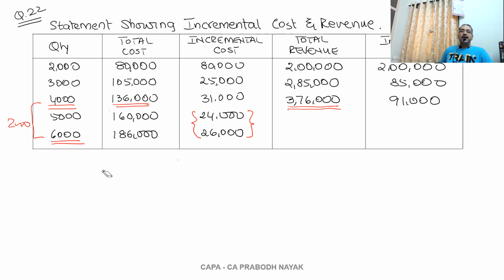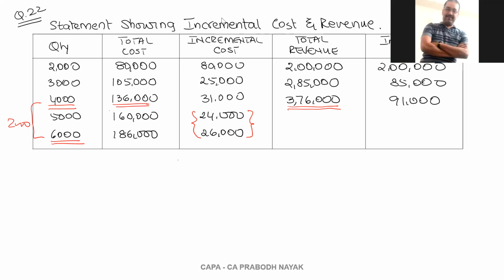Full stop. The incremental cost incurred to produce the additional 2,000 units will be rupees 50,000. In bracket you write 24,000 plus 26,000.